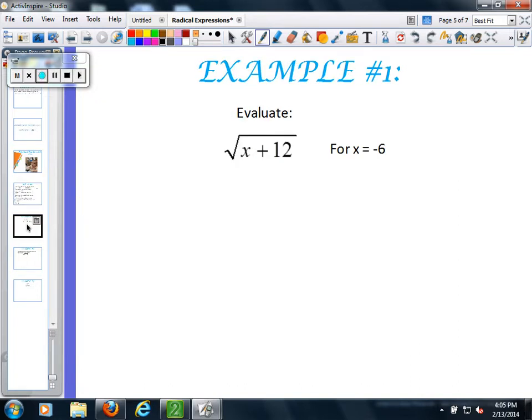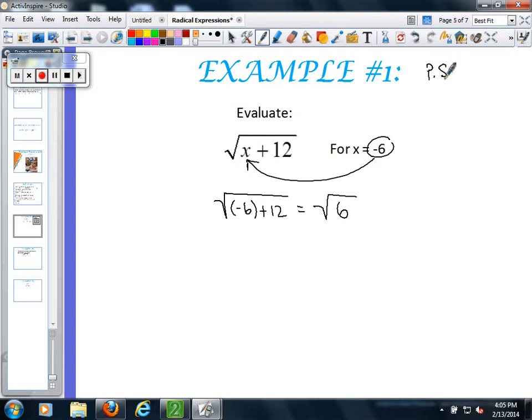It tells us we need to evaluate the square root of x plus 12 for x equals negative 6. So we're just going to simply take this and plug it in here. I get the square root of negative 6 plus 12, and that is going to be the square root of 6. Before we actually finish, we need to see if there are any perfect squares, which I'm going to abbreviate as PS, that go into 6.